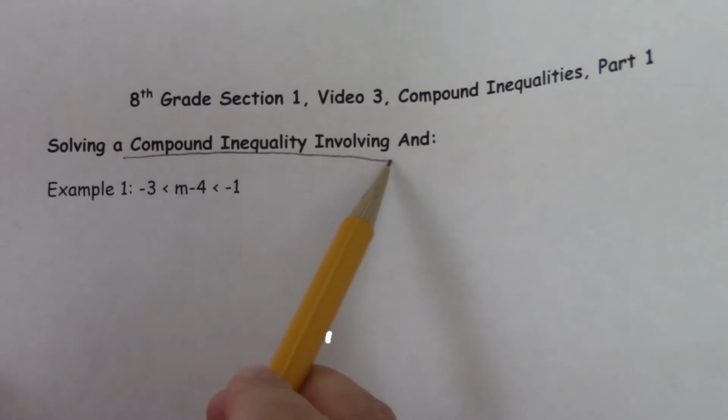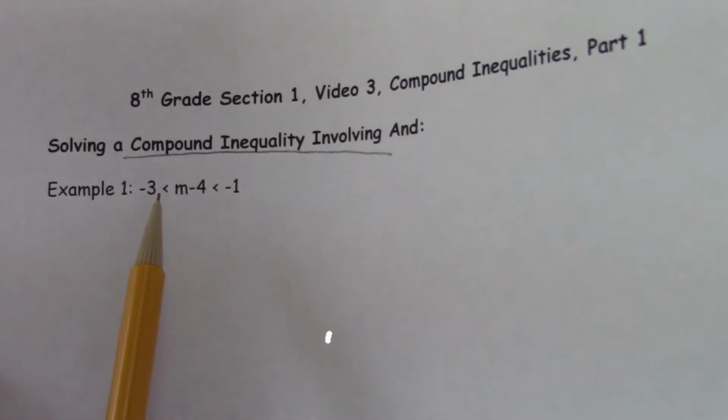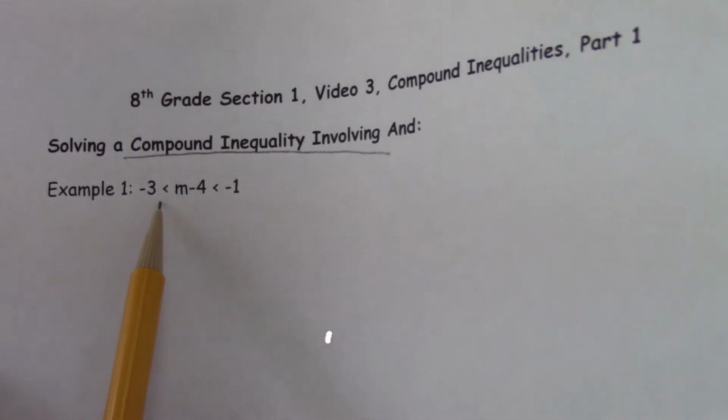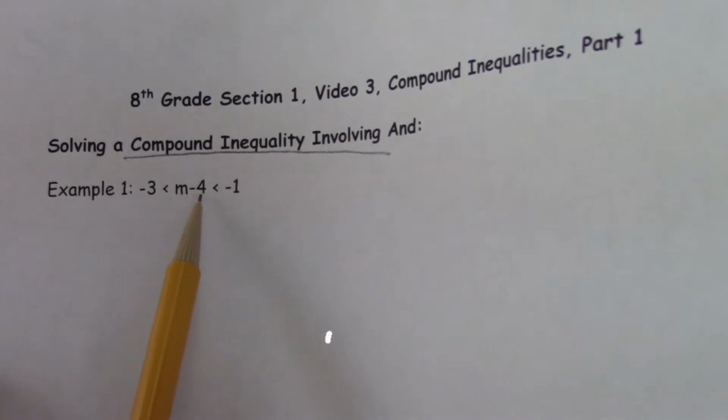So far we've been working on solving inequalities. Now we're going to be working on solving compound inequalities. So let's look at this first example. We have negative 3 is less than m minus 4, which is less than negative 1.